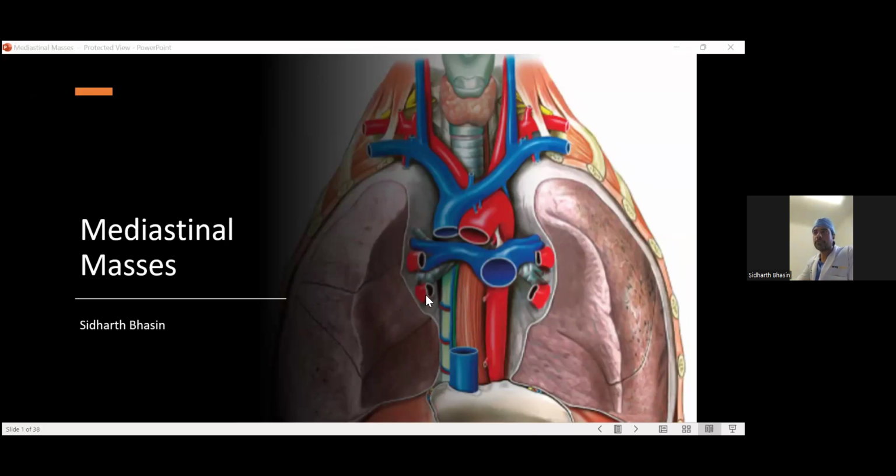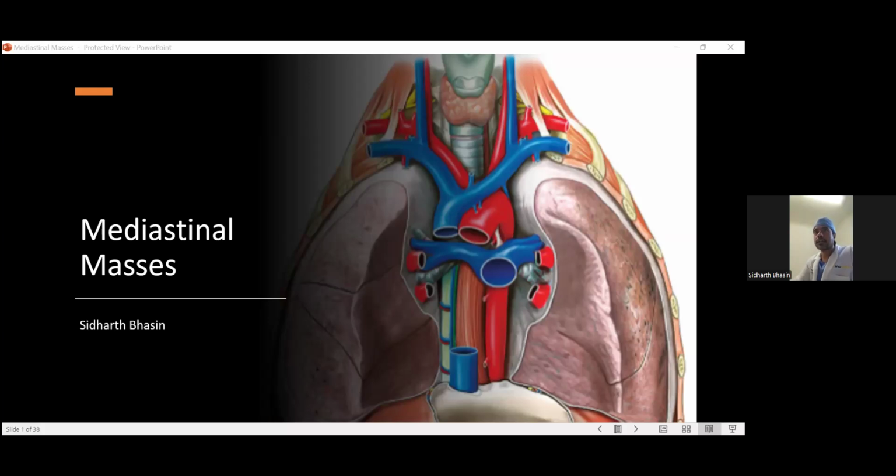I'll be talking about mediastinal masses today, from a pulmonary standpoint: how we come across, diagnose, and treat these mediastinal masses, and how they're important for patients with acute and chronic lung conditions and otherwise systemic conditions as well.